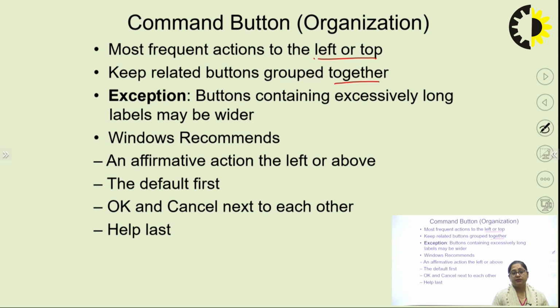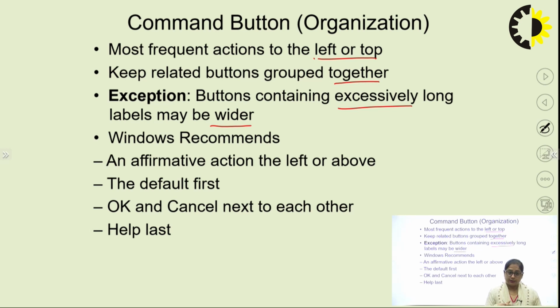And what are the exceptions here? Buttons containing excessively long labels may be wider. So you should use labels as short as you can. Only if your purpose is not fulfilled otherwise should you go for a larger label. Otherwise, the label should be 2, 3, 4 or 5 letters only, because if your labels are more than 5 or 6 letters, it will expand your buttons.